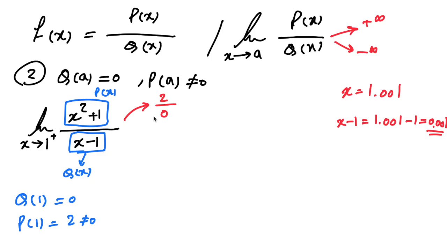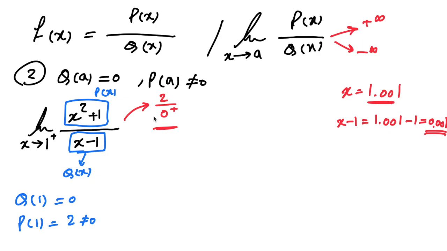You can choose another value for x which is even closer than 1.001 to 1, but not equal to 1. Again, x minus 1 is a number so close to 0, but it's not going to be 0. And this 0.001 is a number so close to 0, but not 0, and it is a positive number. So we can say here it's 2 by 0 positive.